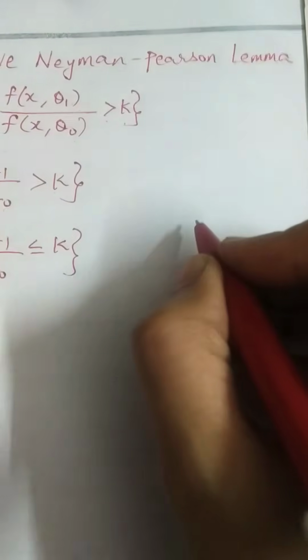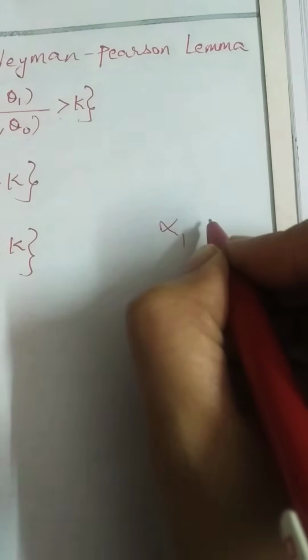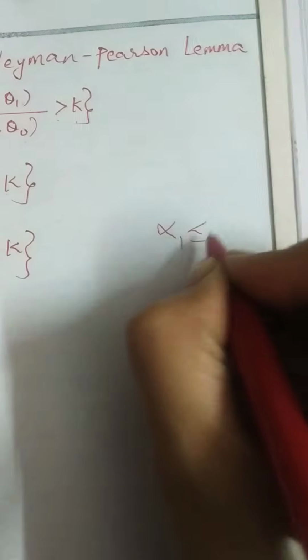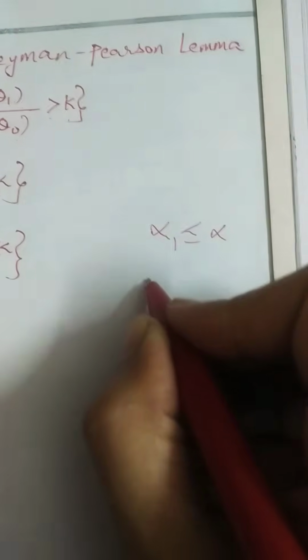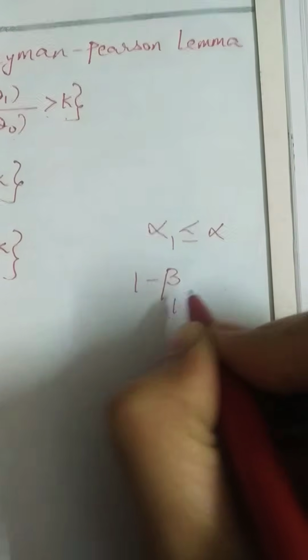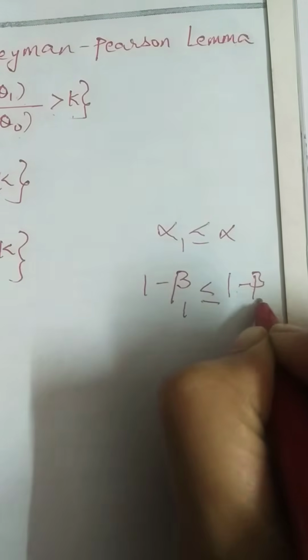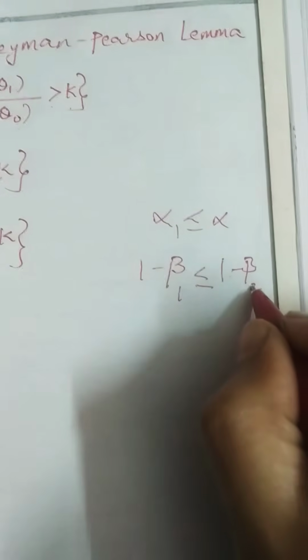One thing you have to prove is alpha 1 less than or equal to alpha, and the other thing you have to prove is 1 minus beta 1 less than or equal to 1 minus beta. These two things we have to prove.